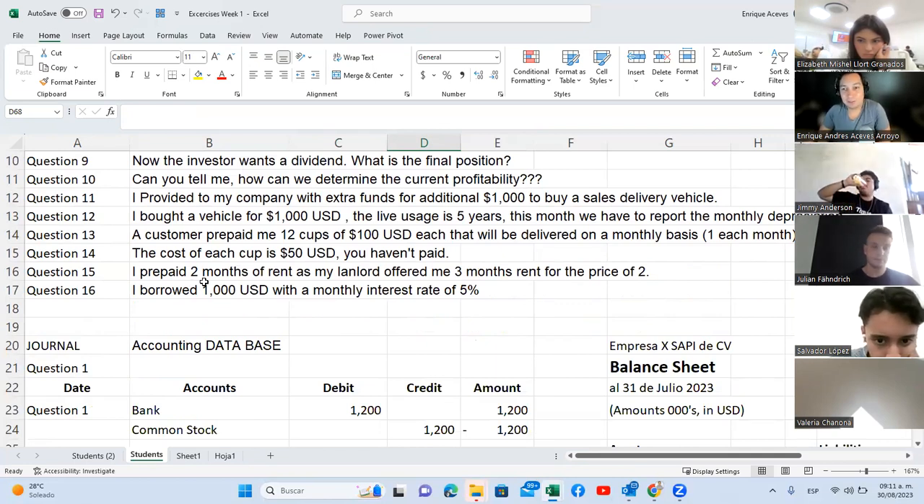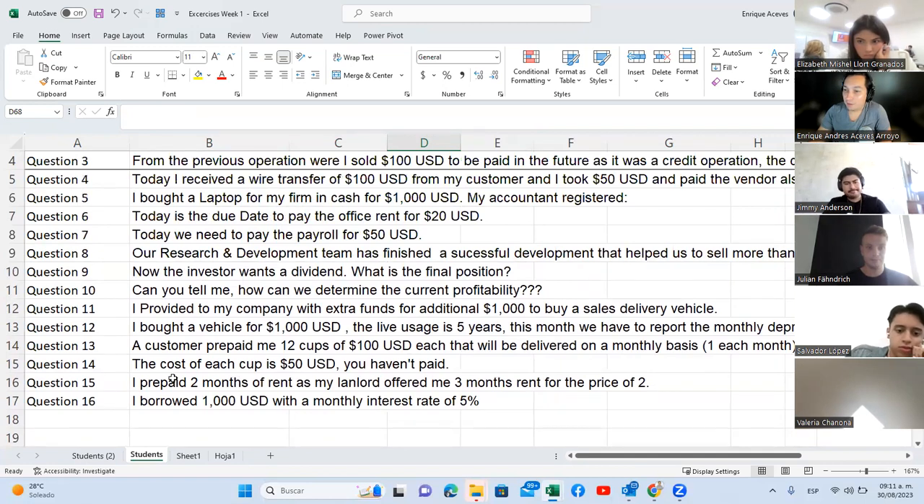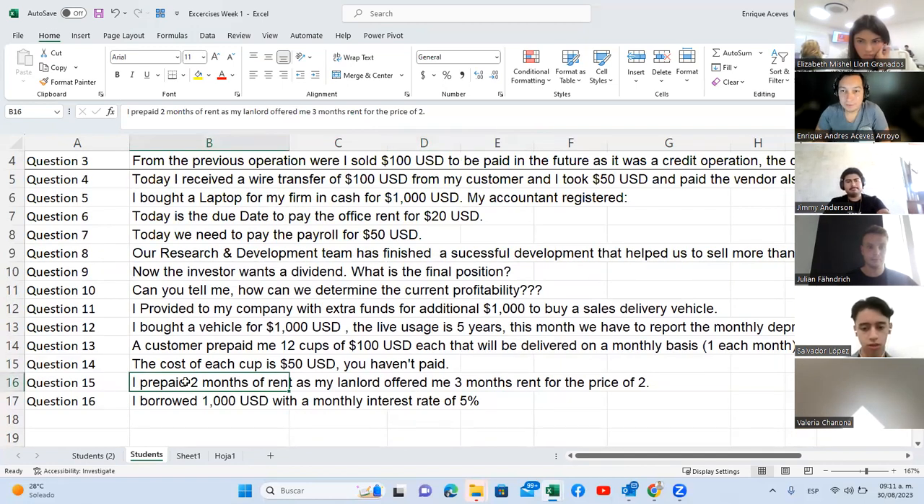This is a hard one. Tell me that. I prepaid 2 months of rent. How much did we pay before for the rent? $20. So I prepaid 2 months of rent. How much is it? $40. Credit what?